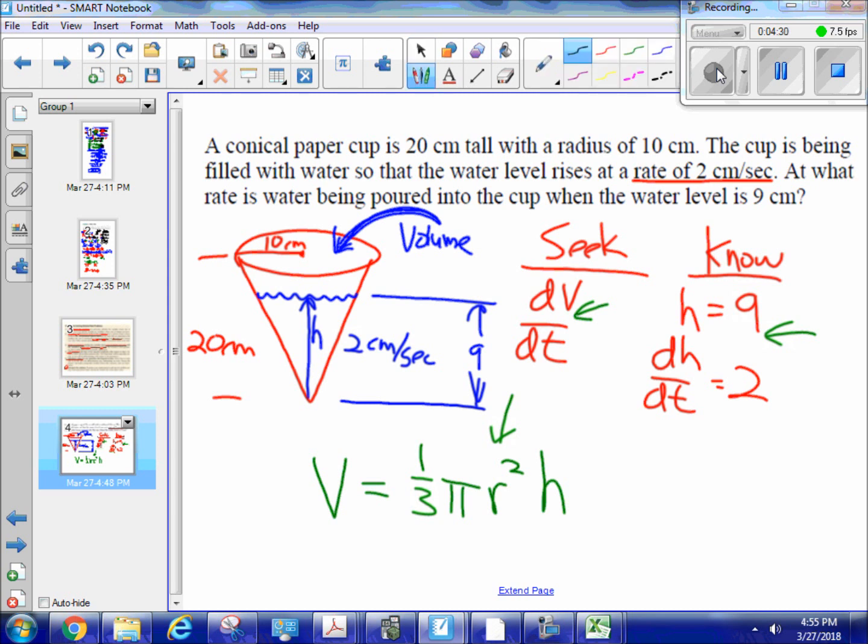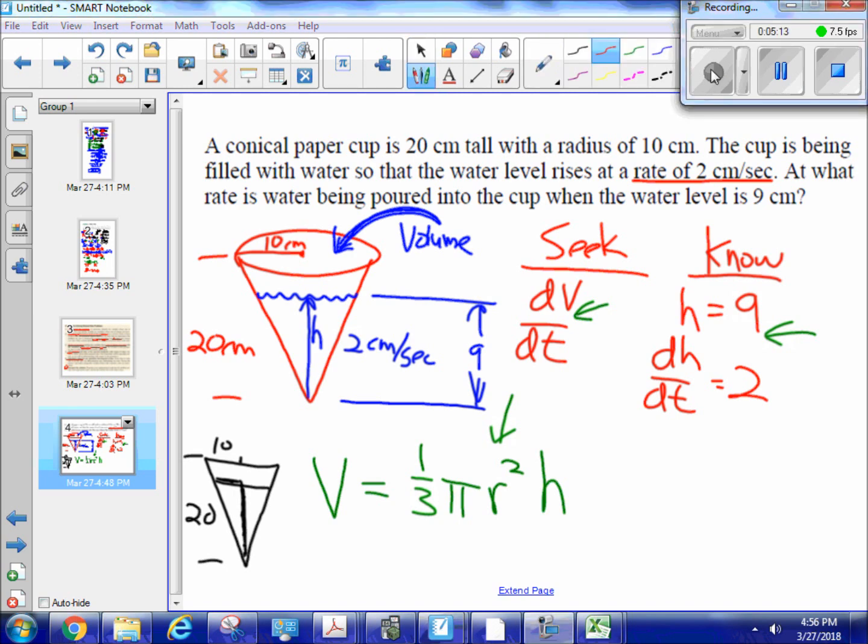One thing we know about r is that, if I looked at this cone straight on, you can see that I have a triangle. And I know that the height of this triangle is 20. And I know that the radius is 10. So anywhere that I draw a line, like representing the height of the water, the ratio between the radius and the height is going to be the same as the larger cone. So I know that my radius is equal to my height divided by 2.